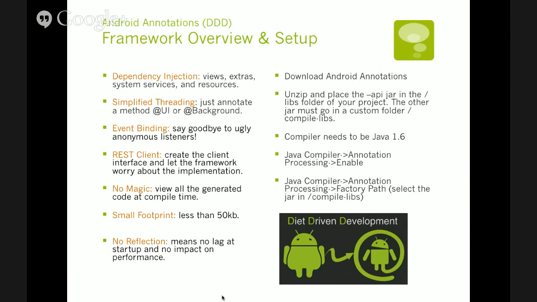So on the right here are the steps. These are just the basic steps. If you wanted to set it up inside of Eclipse, you just download their 2 jars that you have to add to your project. One goes in the standard libs library, and the other has to go in a separate folder. It can go in any folder that you want except for libs. And then inside of your setup for the compiler annotation processing, you enable it and you point it at wherever you place that second jar.